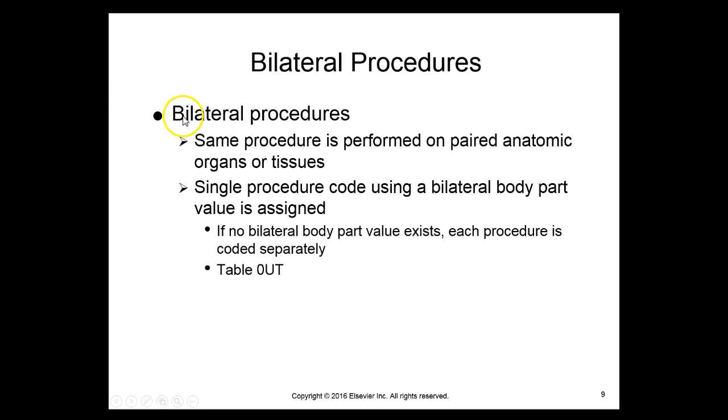For bilateral procedures, a bilateral procedure is exactly the same procedure performed on a paired anatomic organ or tissue. If there is a single procedure code that includes bilaterals such as ovaries or fallopian tubes, then you can use that bilateral procedure code, but if not, you have to code each body part distinctly. One of the wonderful aspects of the procedural coding system is the specificity. For instance, if we have a knee replacement, there is not a code for bilateral knees. So you actually end up using two codes, one for the right knee and one for the left knee.